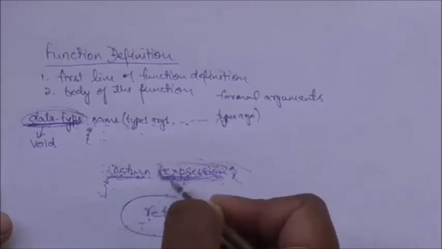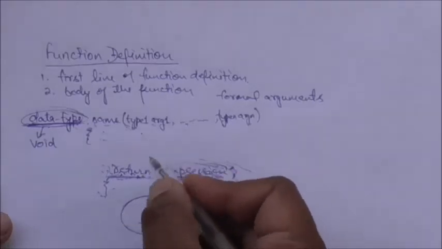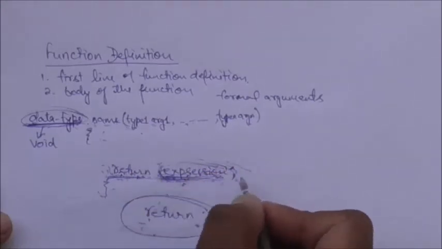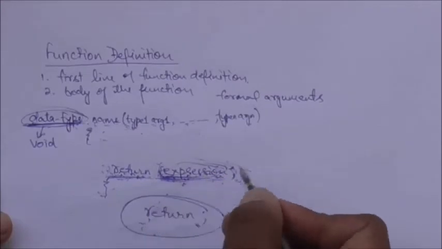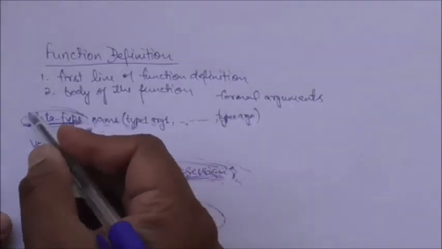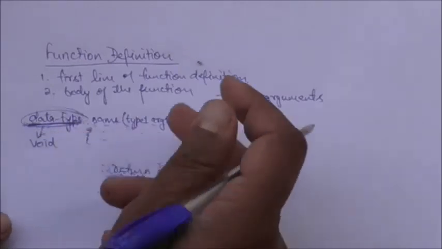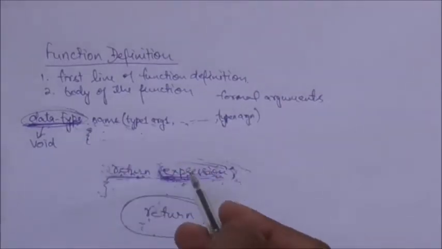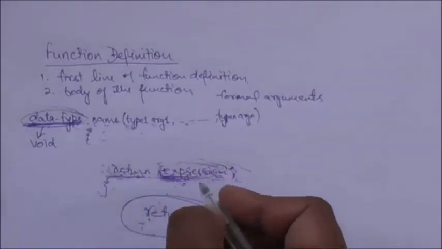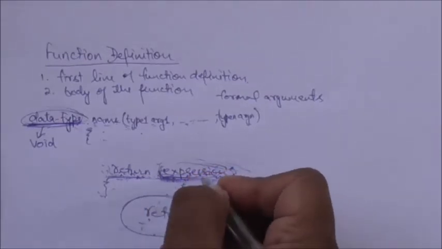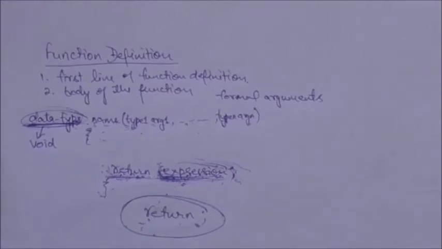So you should be careful. Whenever you define a function, whatever value is returned by the function through the return statement, the data type of that value must match the data type specified here in the first line of the function definition. What happens if there is a mismatch? First, the compiler tries to implicitly convert the data type of the expression into this data type, but if it fails, then you will get an error.